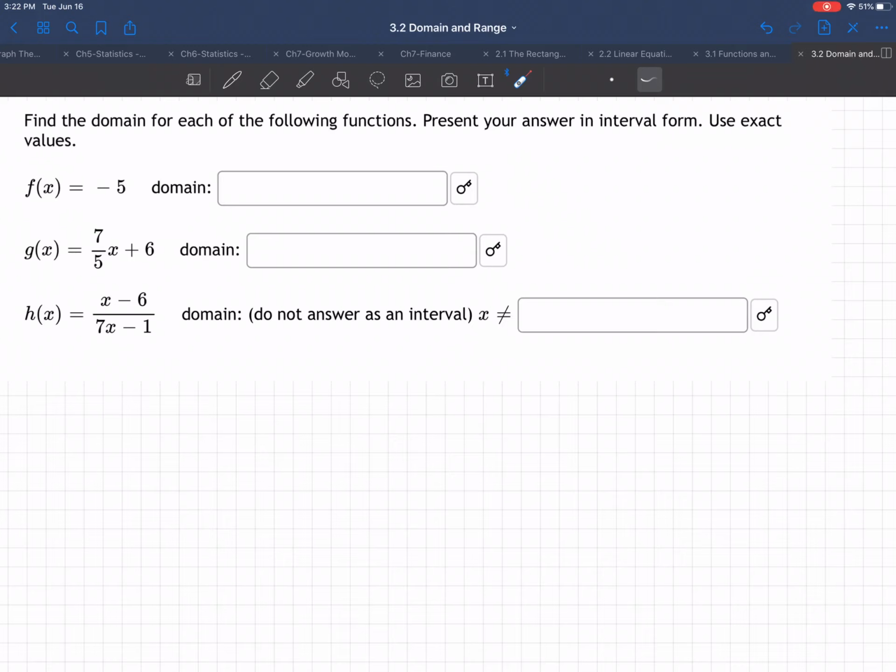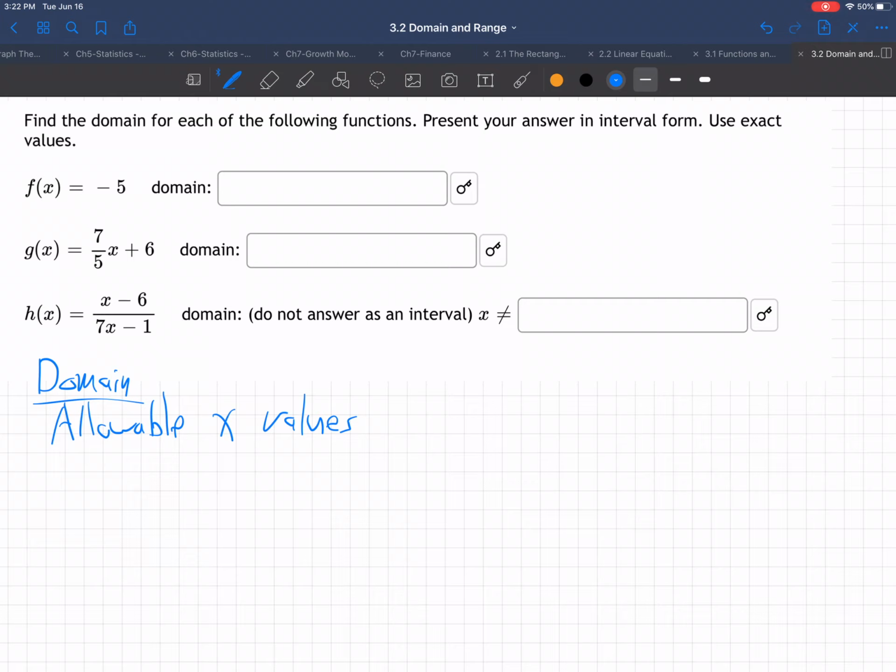Welcome to an example on finding the domain of various kinds of functions. So let's be clear what domain is. Domain is allowable x values. So which x values are allowed and which are not.